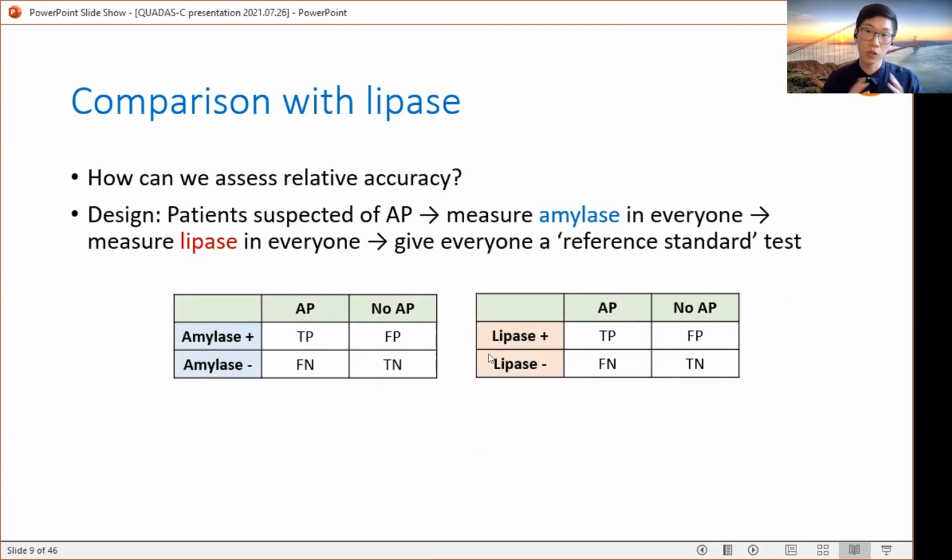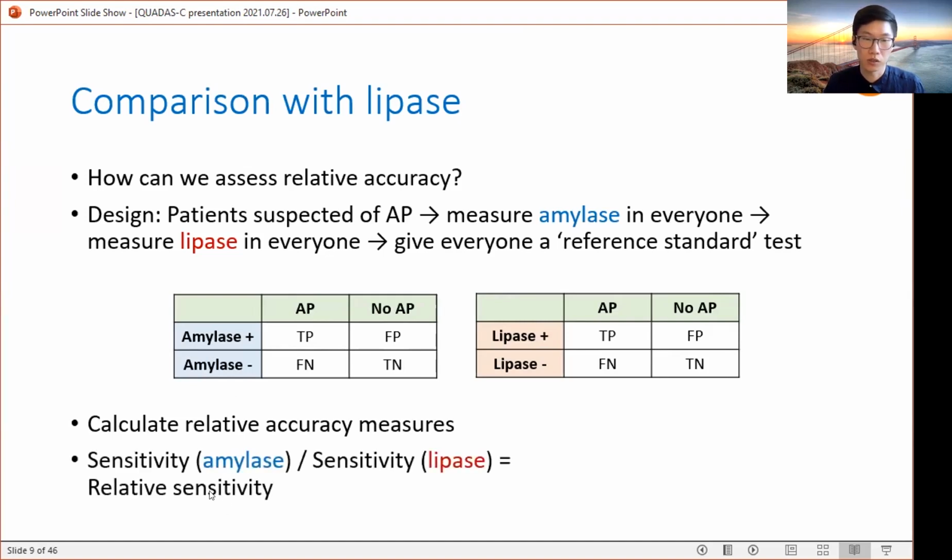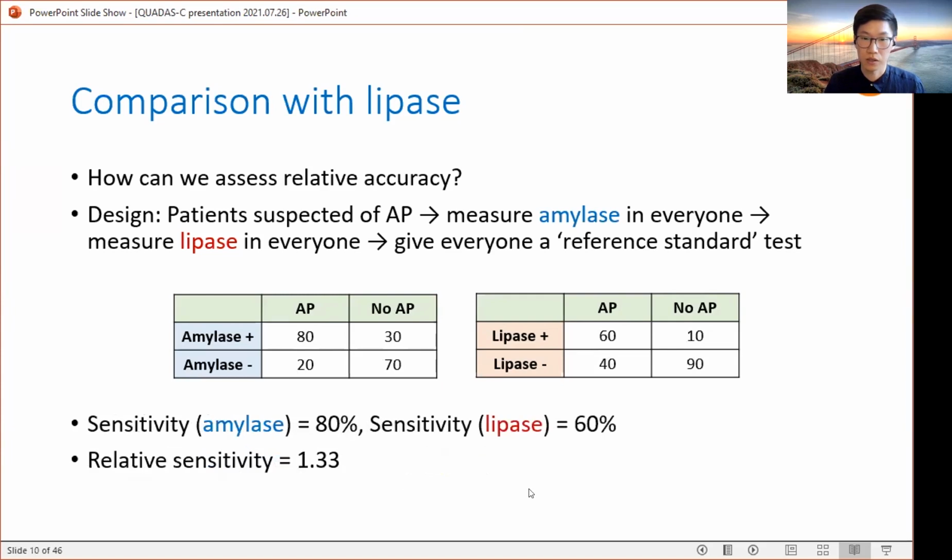We can also have one very big table where we also have the cross classification between the results of amylase and lipase, so that we also know the agreement between these 2 tests. But these numbers are sufficient for us to calculate relative accuracy measures. An example of a relative accuracy measure is relative sensitivity, which is nothing else than just a ratio of the sensitivity of the amylase divided by the sensitivity of lipase. And these are some fictional numbers where you can see that amylase is here 1.33 times more sensitive than lipase.